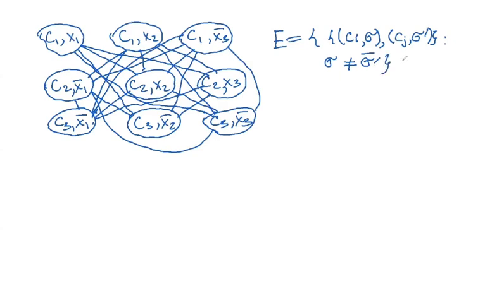So this is how we define the edges, right? The only way we don't have an edge is when setting one of the literals to true contradicts setting the other literal to true. So whenever we have an edge between two vertices here, this means that we can use the corresponding literals to satisfy the clauses that these vertices represent.